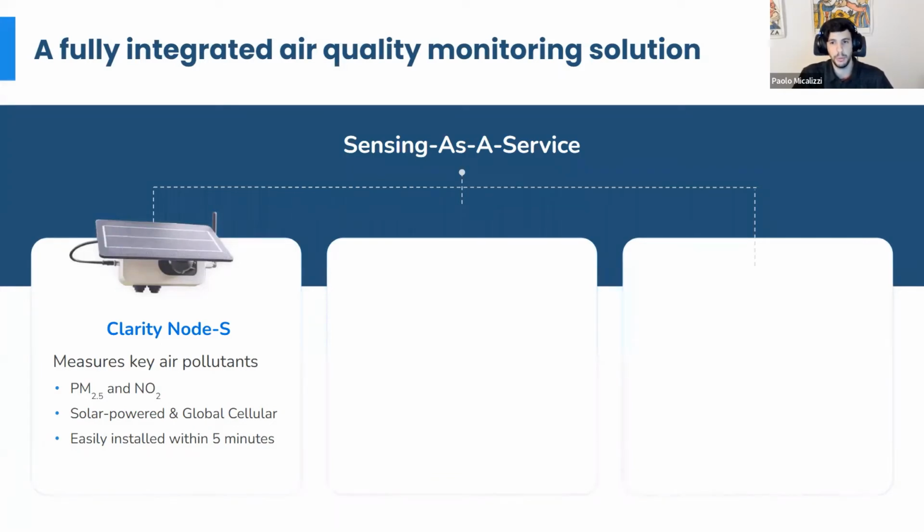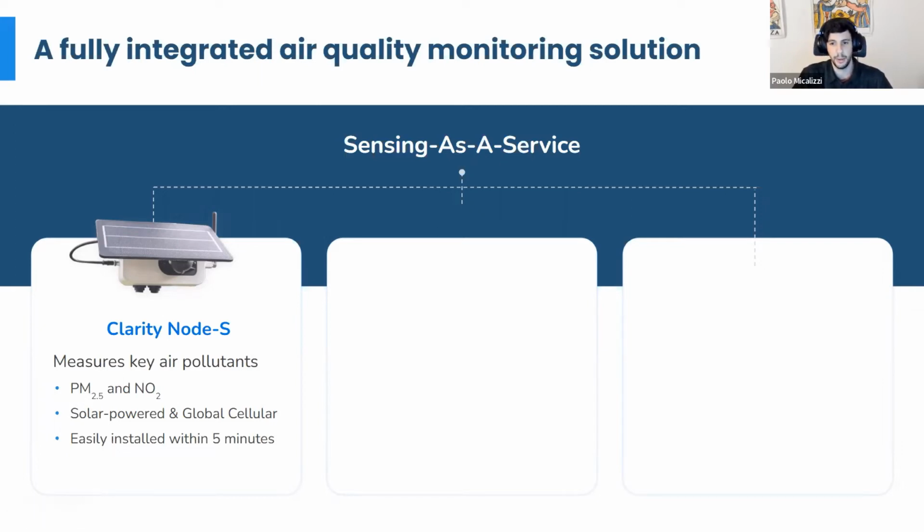And what we do is we offer them reliable air quality measurement at scale. We want to enable them to monitor air pollution at key locations that were previously unmonitored. And how we do it is through our vertically integrated solution that includes our IoT hardware that's shown here, the Clarity Node S. It's fully solar powered and connected to the internet through the cellular network.